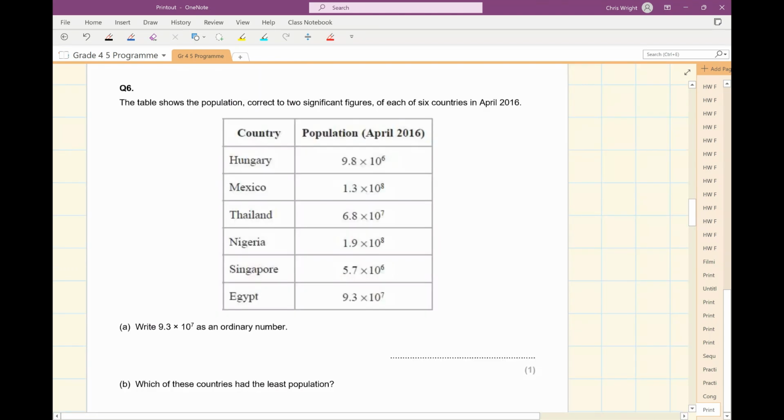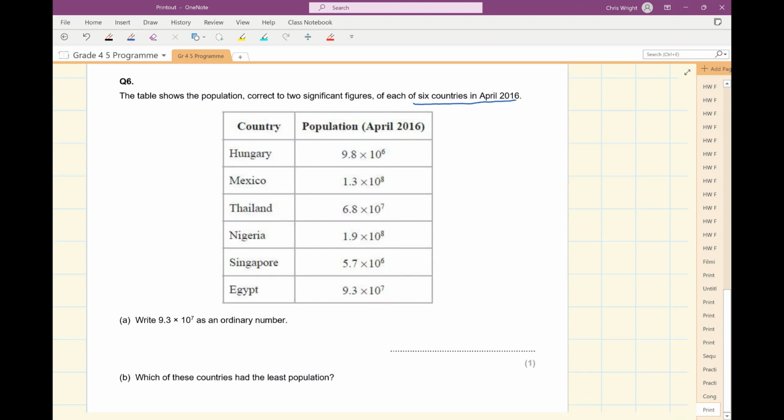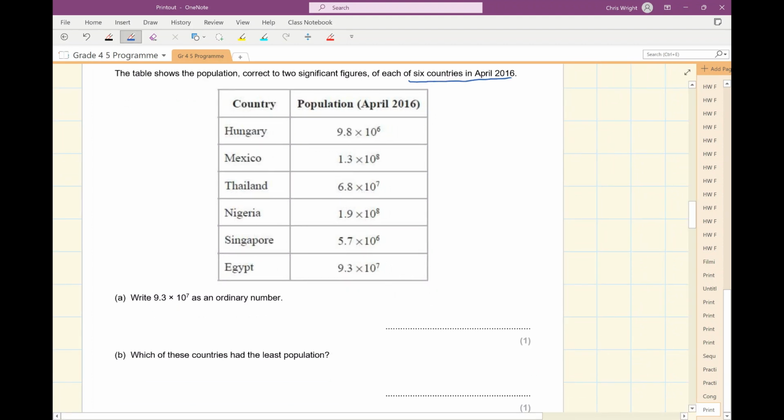Question 6. The table shows the population correct to 2 significant figures of each of 6 countries in April 2016. Okay, there we go. There are the populations of Hungary, Mexico, Thailand, Nigeria, Singapore, and Egypt. Write 9.3 times 10 to the 7 as an ordinary number. Okay, 1 hop to get me over the 3, and then I'd have 6 more hops. So 6 more digits, 6 zeros. 93 million.